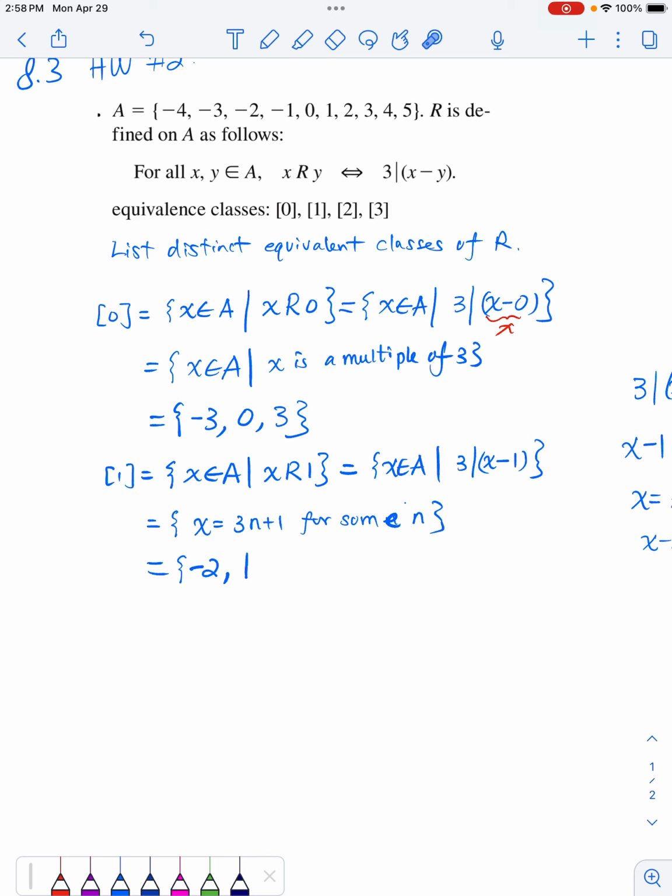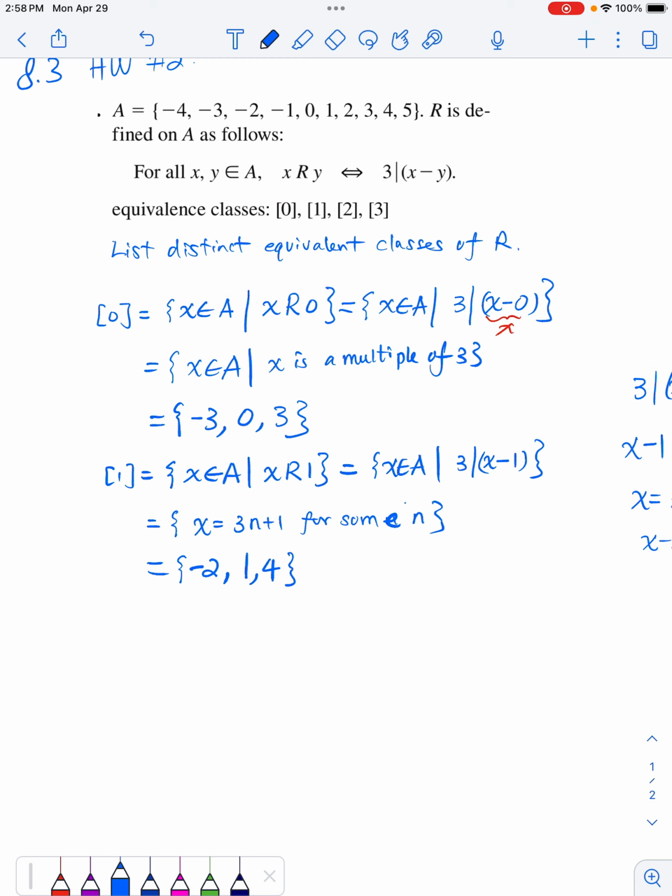However, we do not have... I'm sorry, we try that: when n is 0, we get the 1. When n is 1, I skip that 1. So when n is 1, 3 times 1 is 3, 3 plus 1 is 4. So 4 should be in it. When n is 2, 3 times 2 is 6, 6 plus 1 is 7. 7 is no longer in this set. So I think that's all.